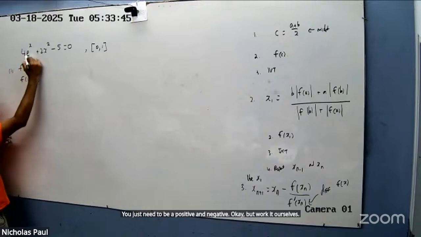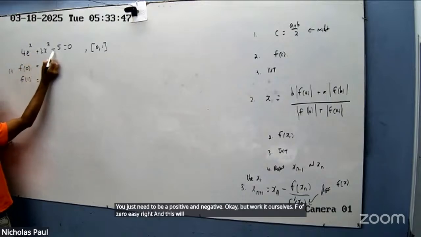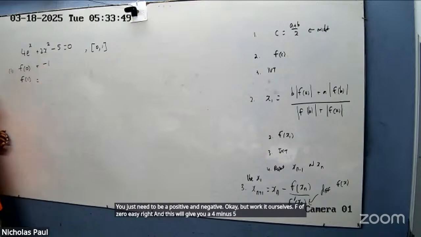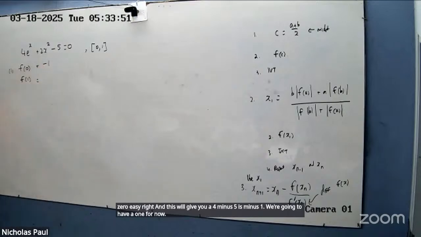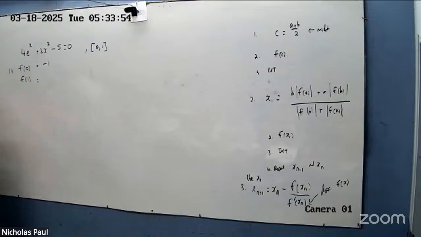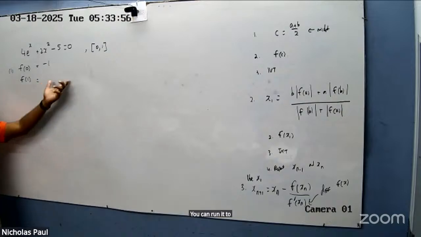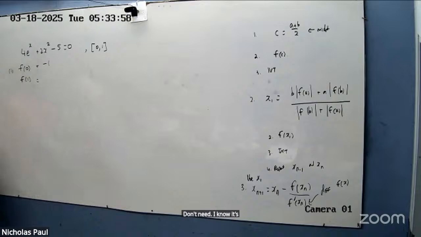F of 0 is easy, right? So this will give you 4 minus 5, which is minus 1. Now we need f of 1. You can round it off, we don't need the exact value. I know it's positive, we just need to know the sign.